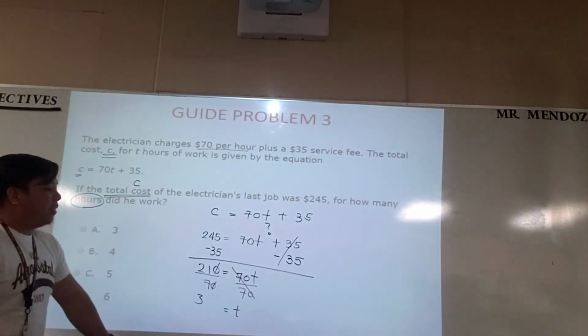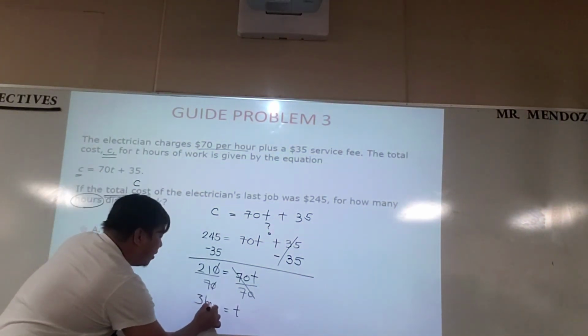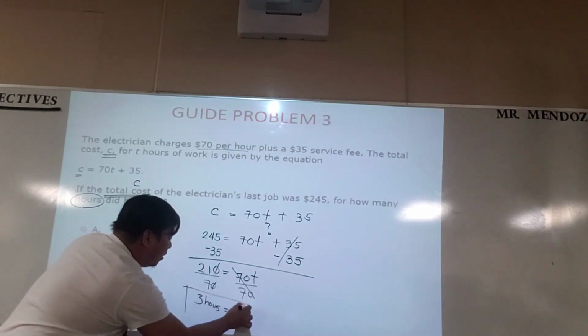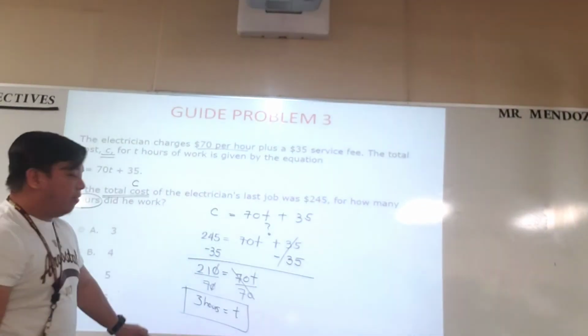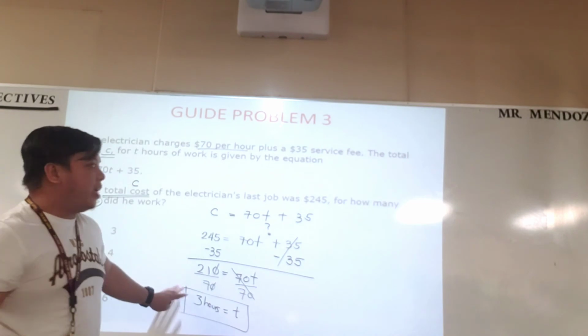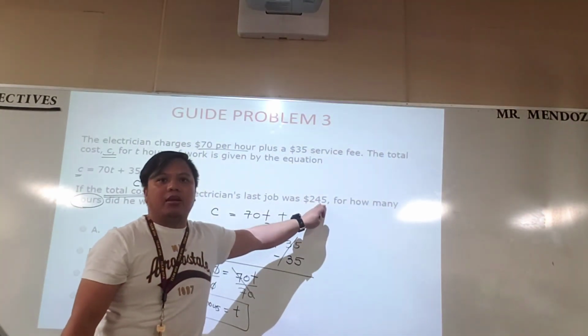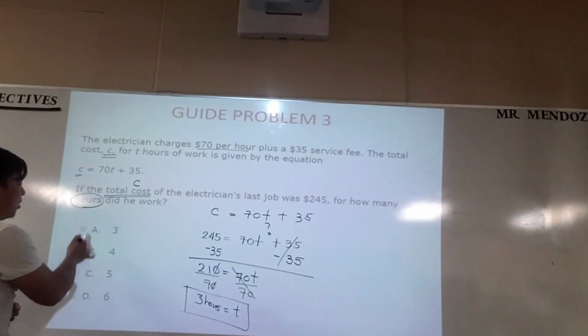So that means to say, the electrician has been working for 3 hours. That's why he got this $245. So the answer is A.